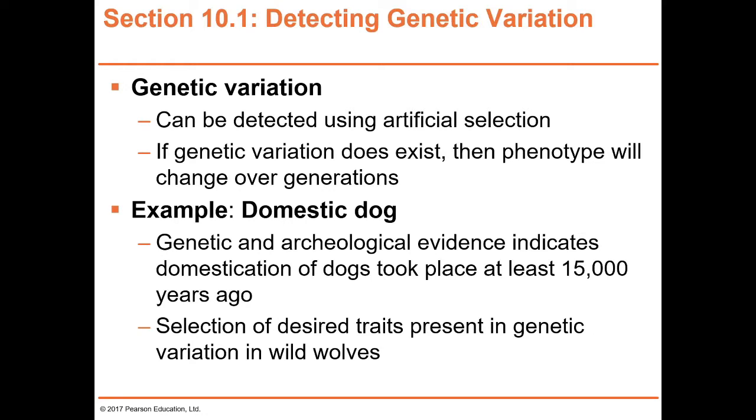Genetic variation can be detected using artificial selection. If genetic variation does exist, phenotype will change over generations. Example, the domestic dog. Genetic and archaeological evidence indicates the domestication of dogs took place at least 15,000 years ago. Selection of desired traits present in the genetic variation of wild wolves.